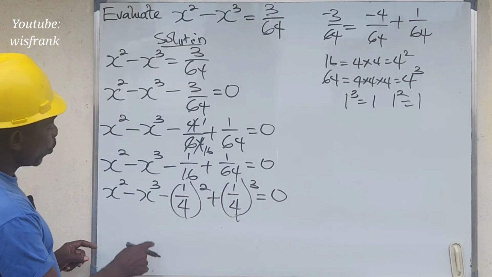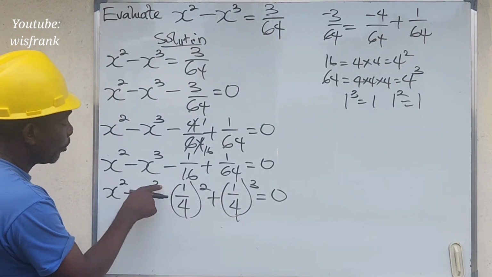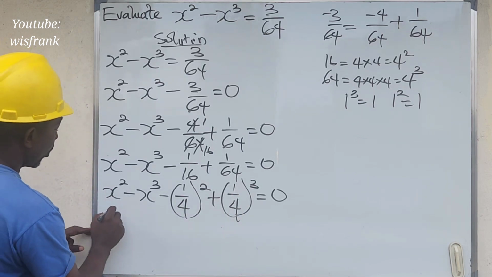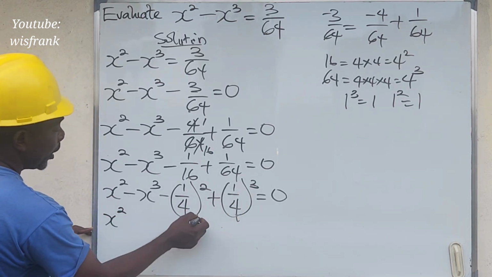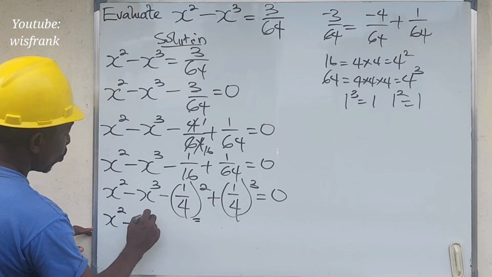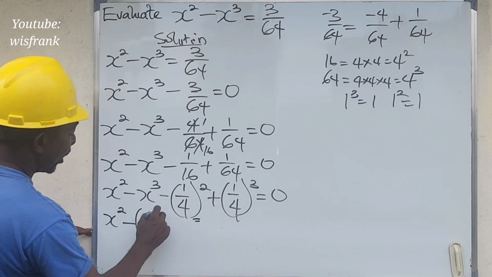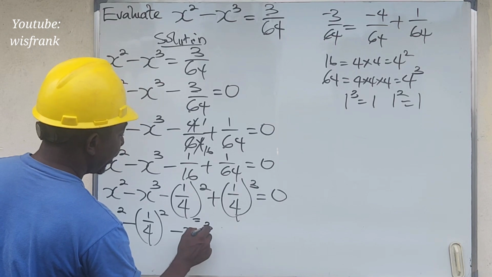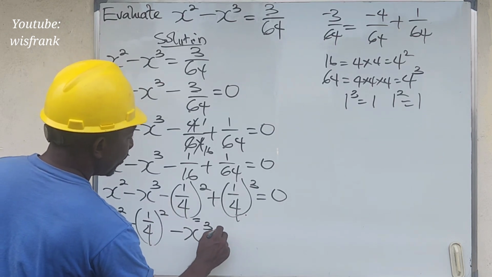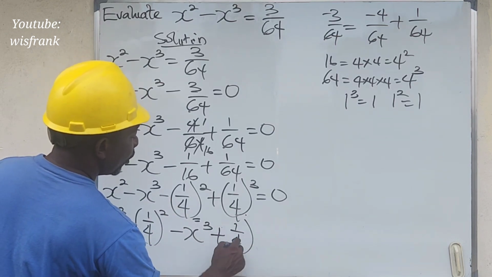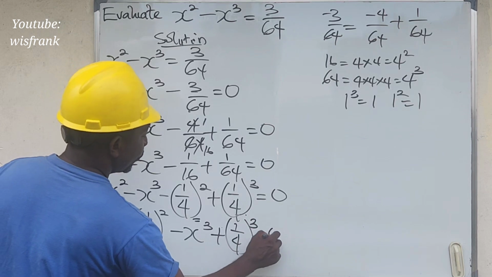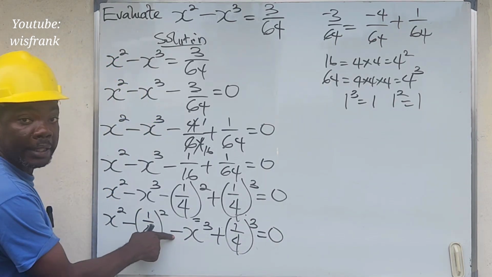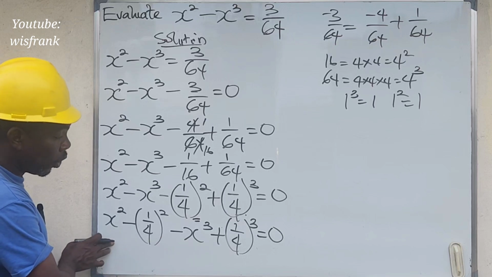So in this case, we can see that we have to the power of 2 and to the power of 3, to the power of 2 and to the power of 3. We can collect like terms. So this will become x to the power of 2. Taking this to the other side becomes minus 1 all over 4 all to the power of 2. Then we have minus x to the power of 3. Take this to the other side becomes plus 1 all over 4 all to the power of 3 equals 0.